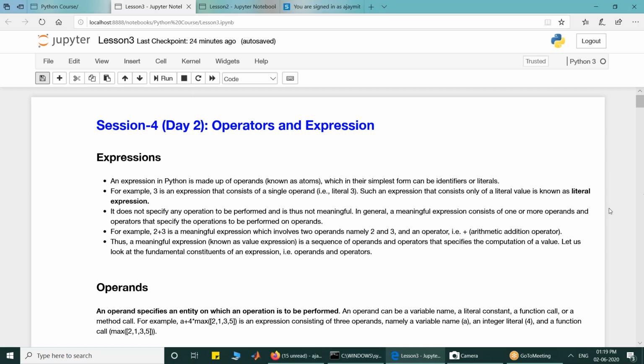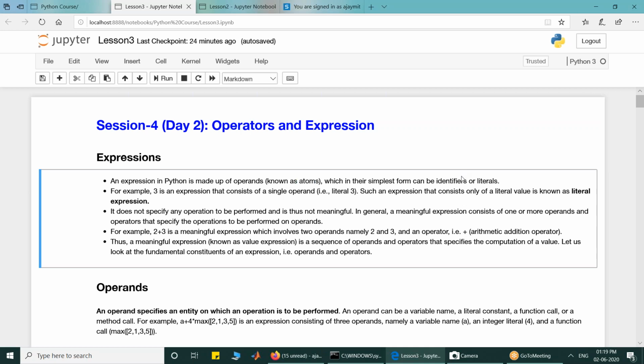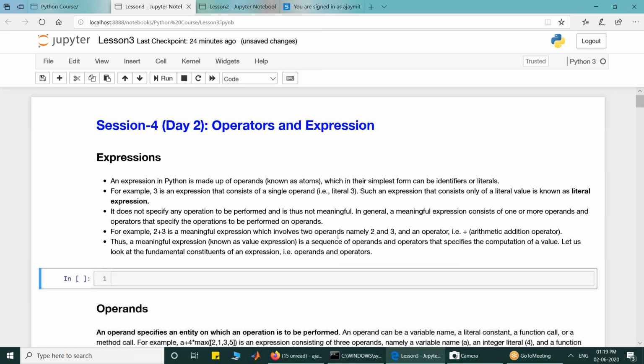So we have started with operators and expressions now. Expression is made up of operands. A simple expression can be made up of operands, which are known as atoms, and these operands can be identifiers or literals. If I just write 3, and ask whether this is an expression, yes, this is a valid expression because it is made up of a literal.